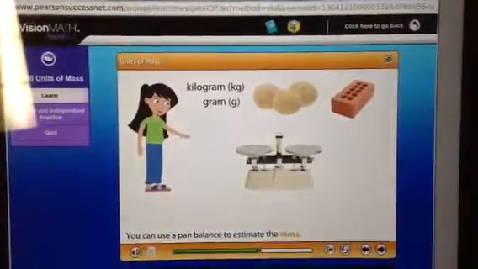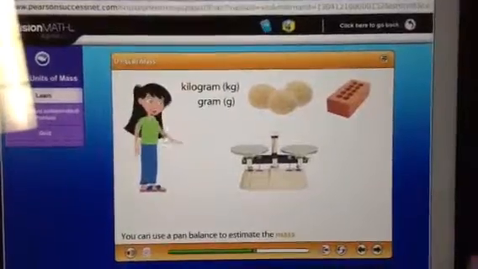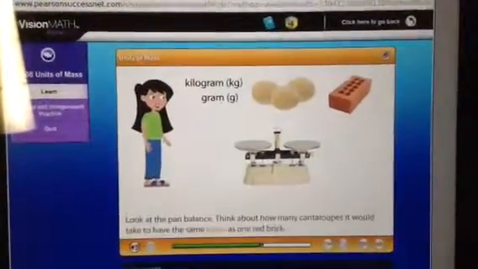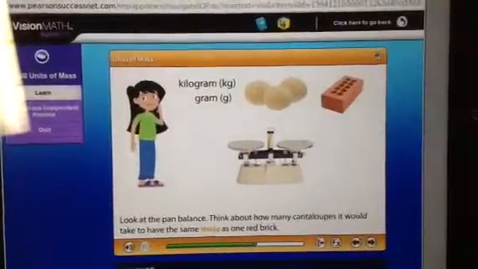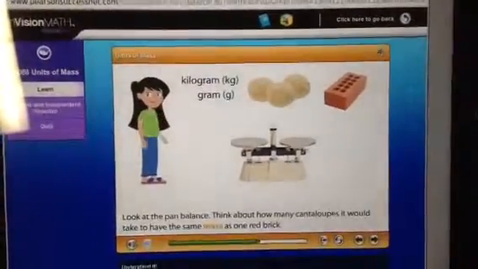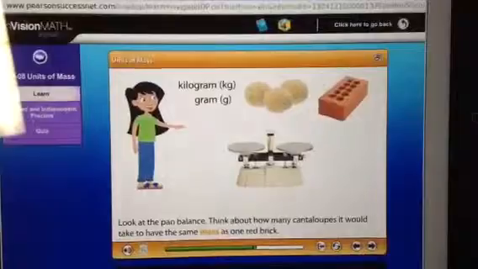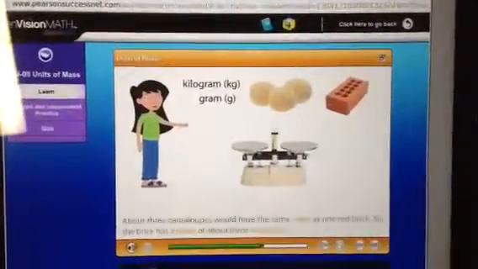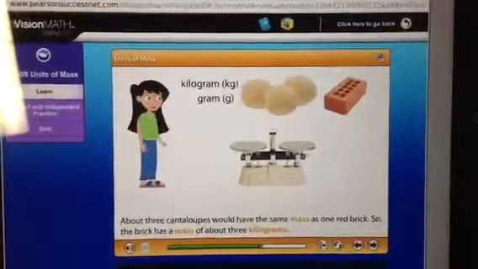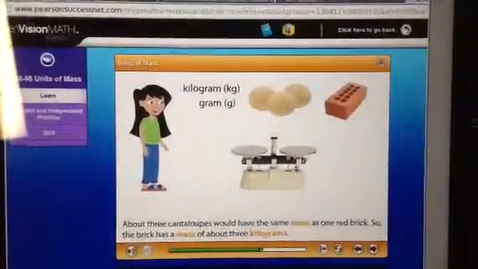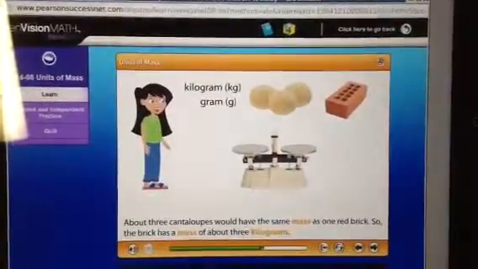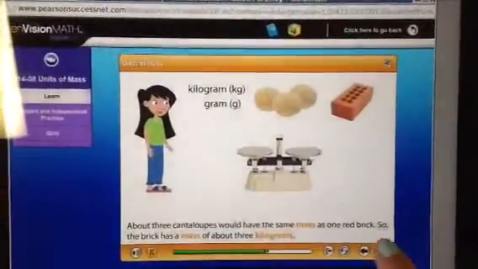You can use a pan balance to estimate the mass. Look at the pan balance. Think about how many cantaloupes it would take to have the same mass as 1 red brick. About 3 cantaloupes would have the same mass as 1 red brick. So the brick has a mass of about 3 kilograms.